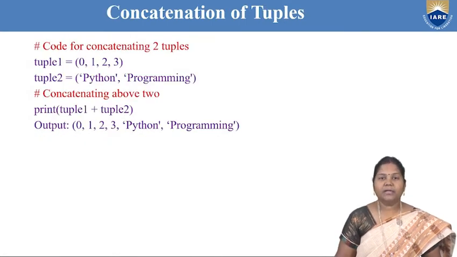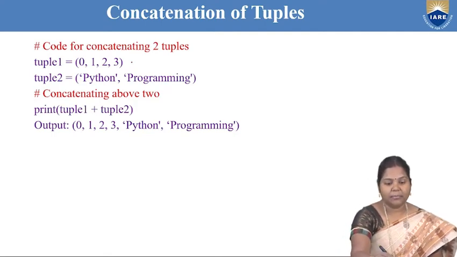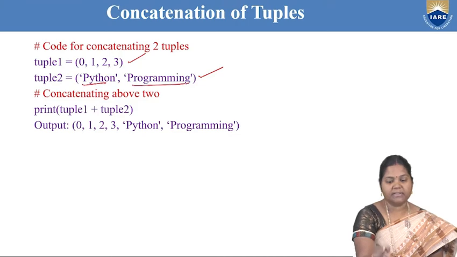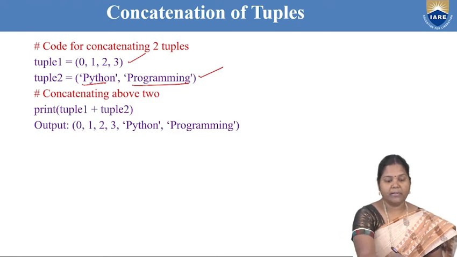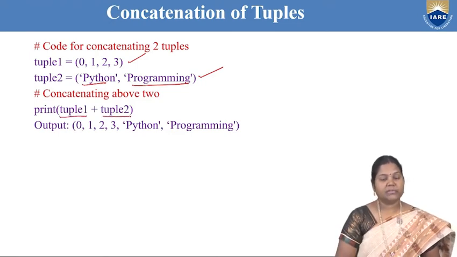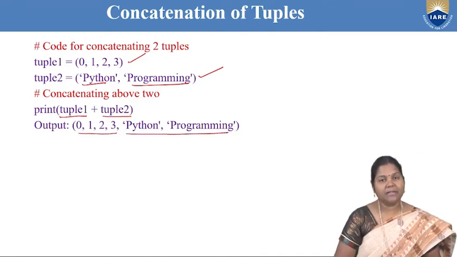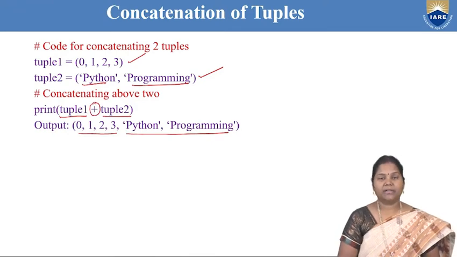Now, how to do concatenation of tuples. In this example, there are two tuples available, tuple 1 and tuple 2. Tuple 1 is a list of integers 0, 1, 2, 3 and so on. Tuple 2 is a collection of strings, Python and programming. How to concatenate these two? You can write print tuple 1 plus tuple 2. The elements of the first tuple are concatenated with the elements of the second tuple. This is called the concatenation procedure, and for doing the concatenation, we are using the plus operator.